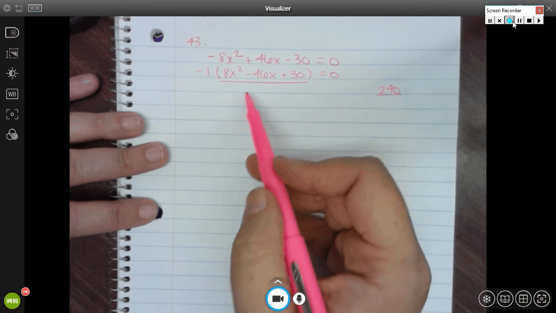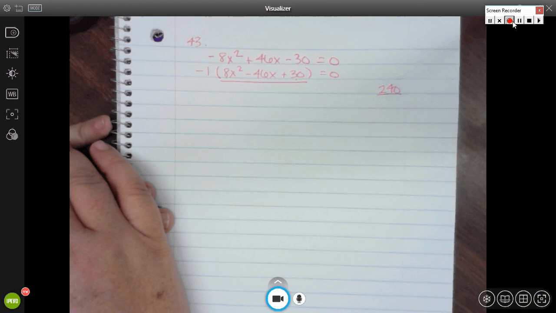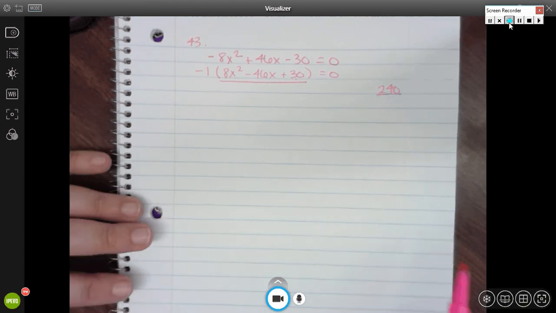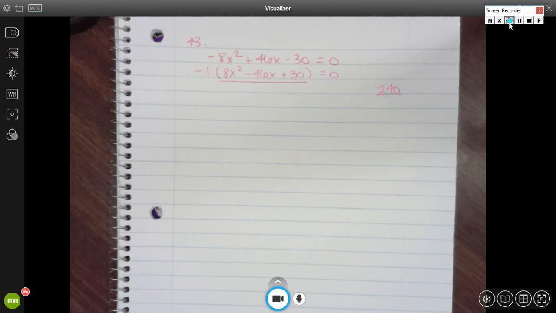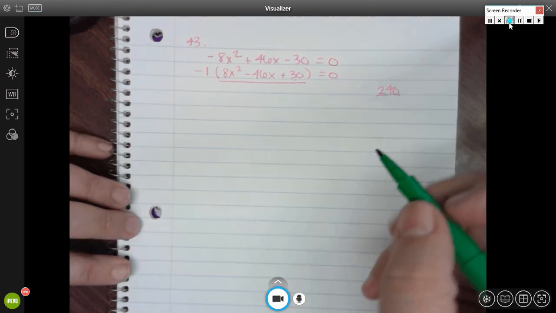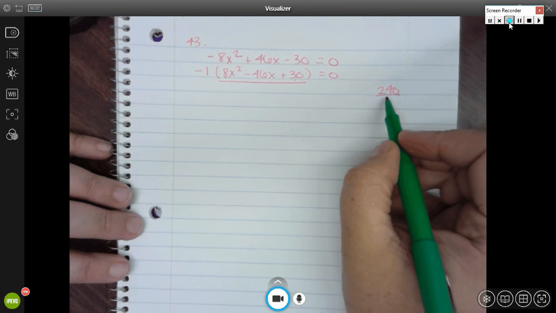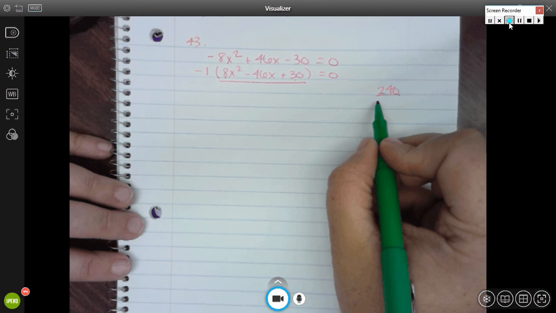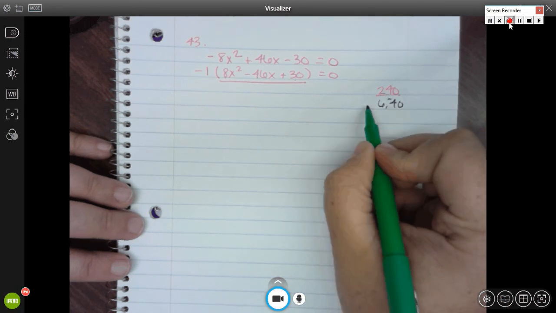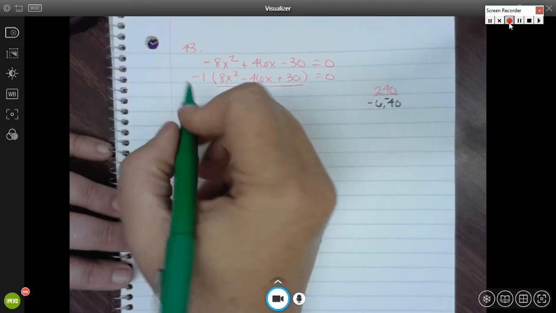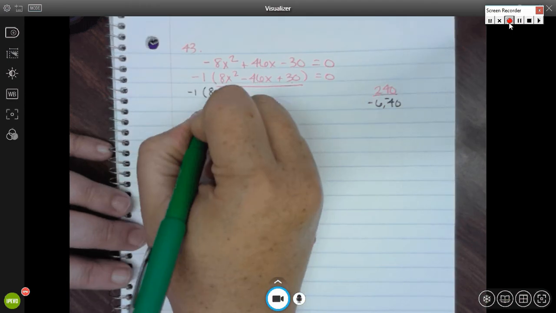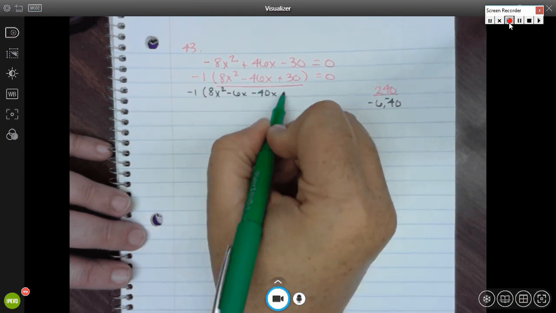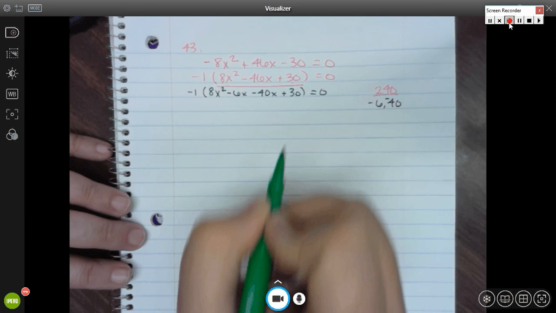I'll let you finish working on this one to figure out. But all right, I guess I'll go ahead since I've already started this one. If you keep plugging numbers, 24 and 10 doesn't work. Keep going, keep going, keep going. 6 and 40 would work, both of them being negative. Okay, so I'd have negative 1 times 8x squared minus 6x minus 40x plus 30 equals 0.